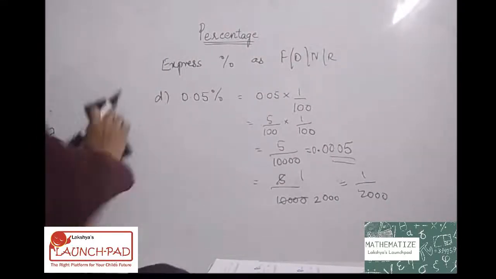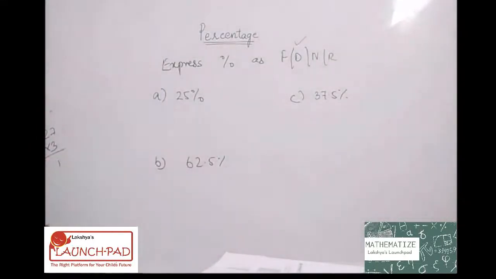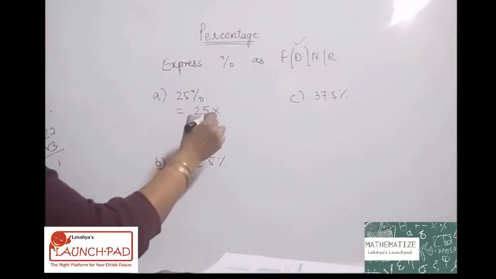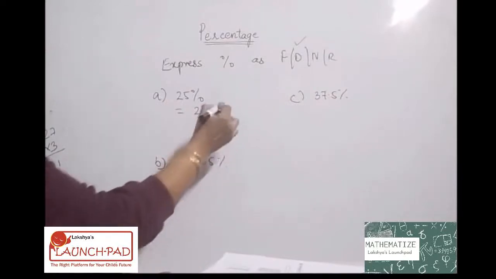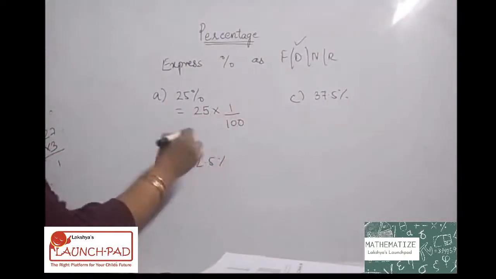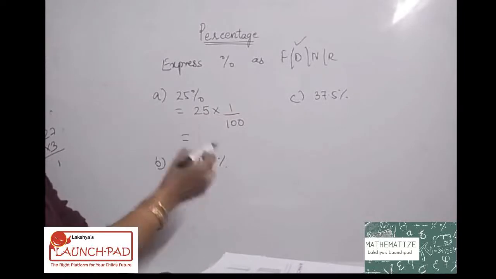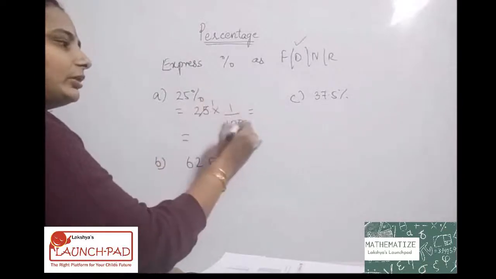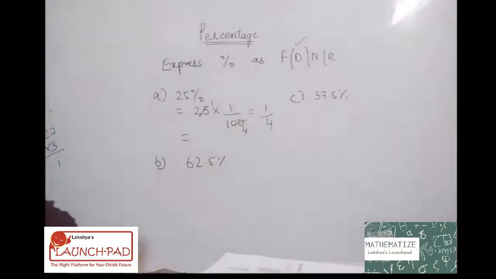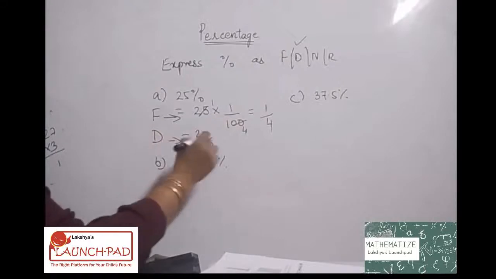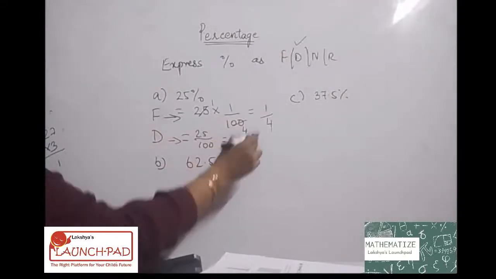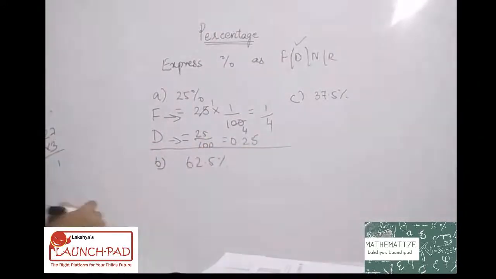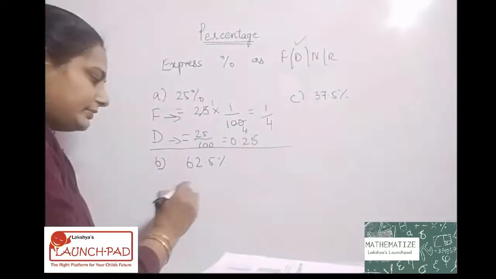So, first one, Sarthik, tell. Yes, ma'am. 25 into 1/100. Okay, cancel. If I cancel, it will become. So if it is fraction I will write it as 1 by 4. If it is decimal, you will write it as 0.25. Clear? Smriti, can you tell this? Yes, ma'am.